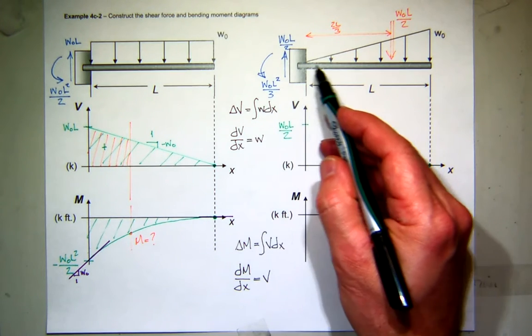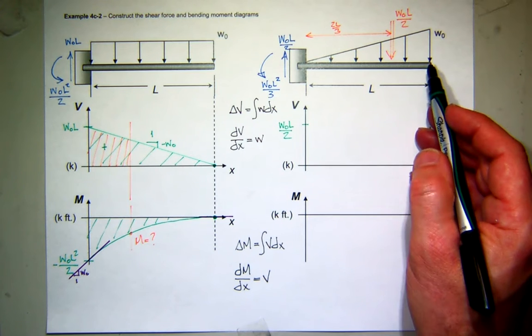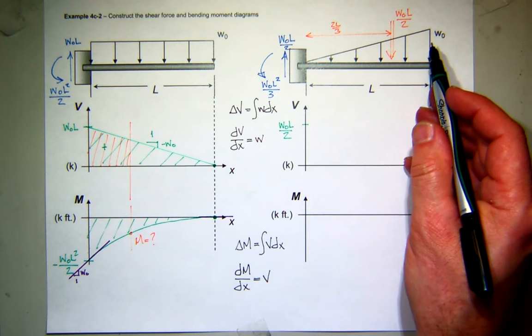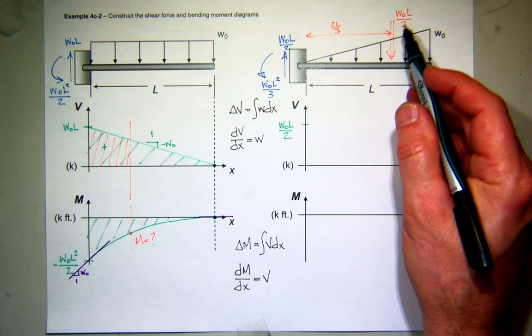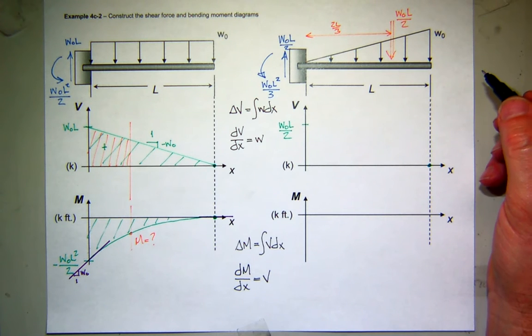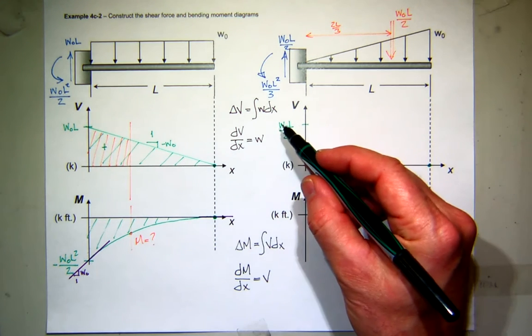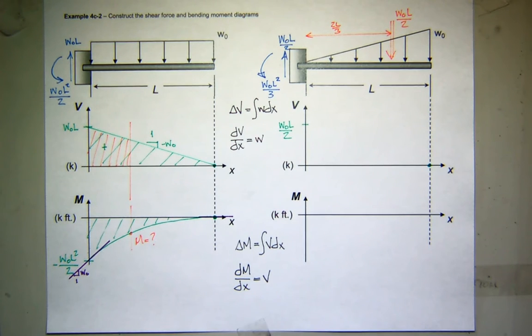What's the area under the load curve between those 2 points? What's the area of a triangle? 1/2 base L times height W. So that's W naught L over 2. Is this positive load or negative load? Negative. So W naught L over 2 minus W naught L over 2, 0.